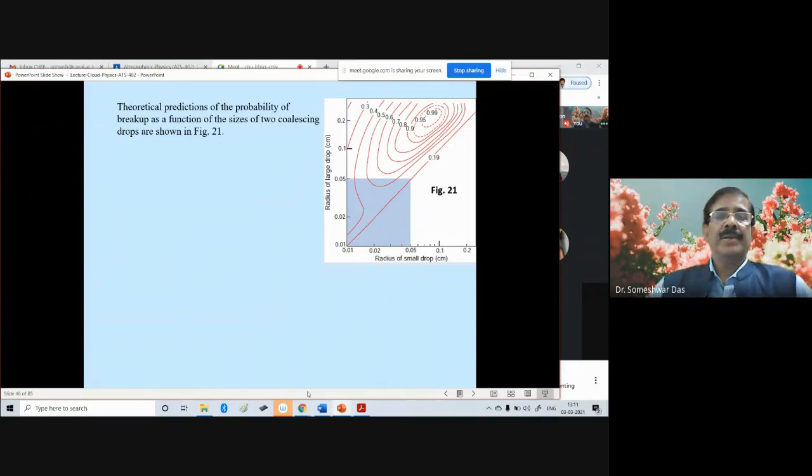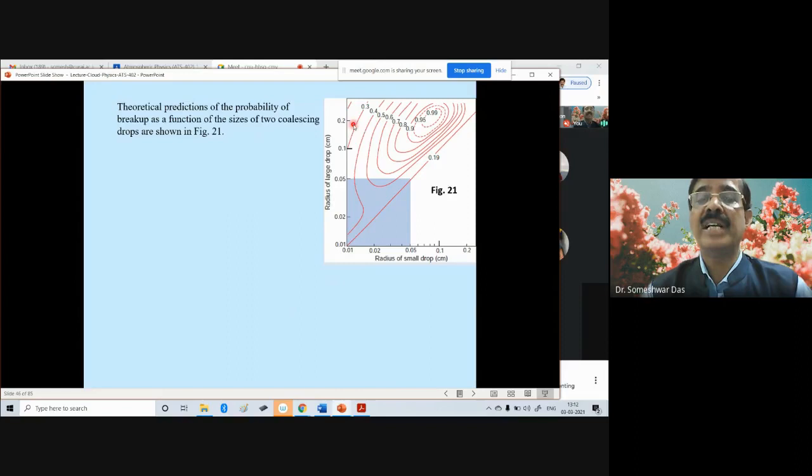So, we're discussing the probability of raindrop breakup when two droplets of different sizes collide with each other while falling down to the ground. Initially, suppose for a given size of the large raindrop, let us say 0.2 centimeter, and the smaller drops are of different radii like 0.01, 0.02, and so on up to 0.2 centimeter.